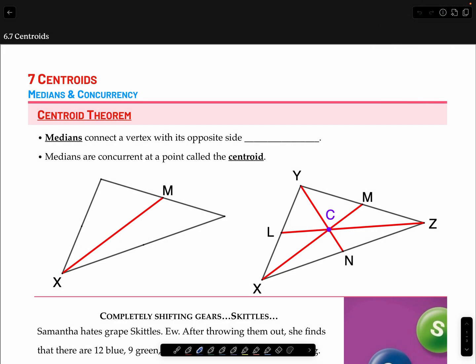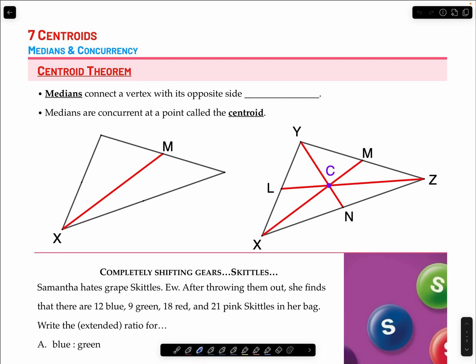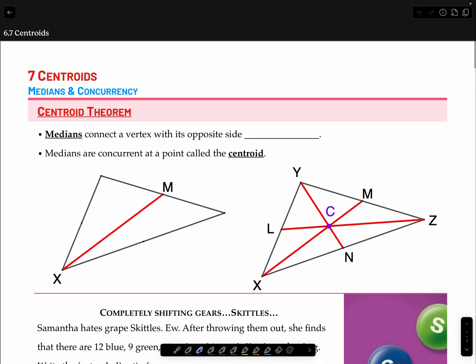Alright everyone, let's talk about centroids. So centroids are formed by medians, and medians, as opposed to what we saw for circumcenters, are just bisectors. And so it meets the opposite side at the midpoint. Give me 1 second.